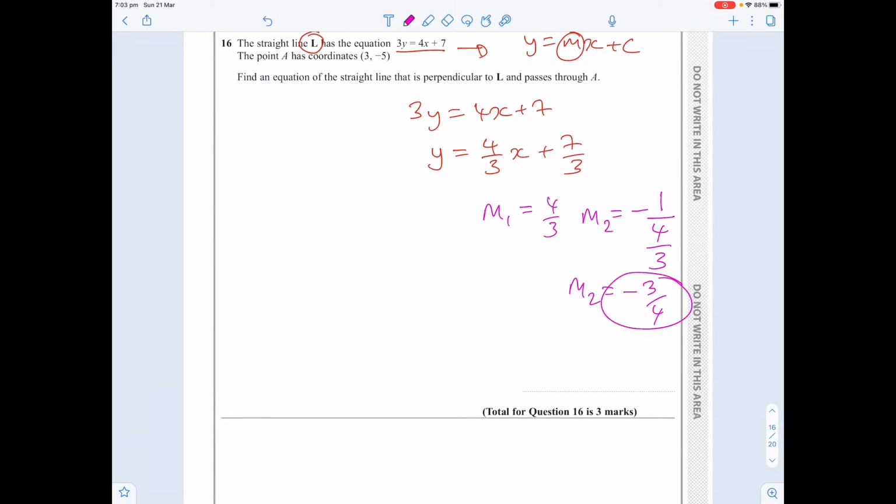So the equation of the line that we are looking for, which is perpendicular to L and passes through A, and we'll come to that in a second, is so far y is equal to minus 3 over 4 x plus c. All that is needed now is to find what the value of c is, and you do that by substituting the point A. Why? Because the point A passes through this line, as it mentions in the question.